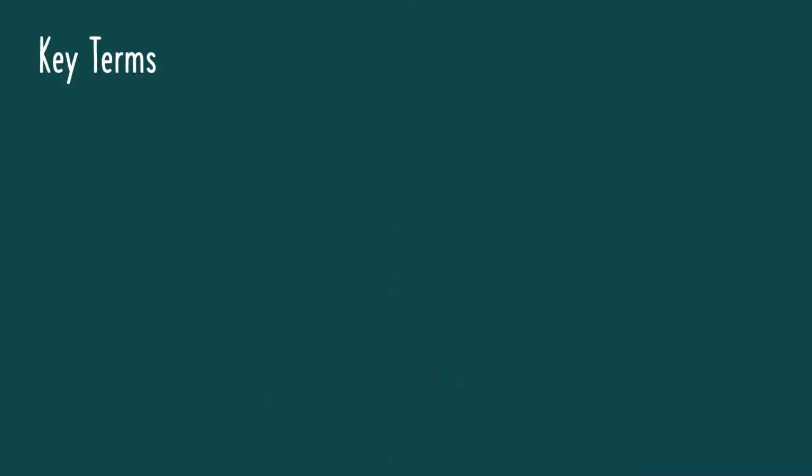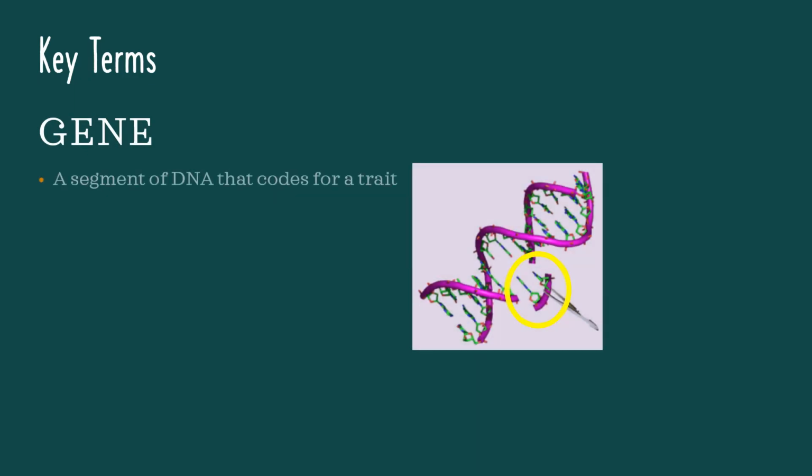Our first key term related to Mendelian genetics is gene. A gene is a segment of DNA that codes for a particular trait, like eye color. On the image of DNA here, I've circled a particular segment of DNA, so hypothetically this could be circling the gene for eye color.